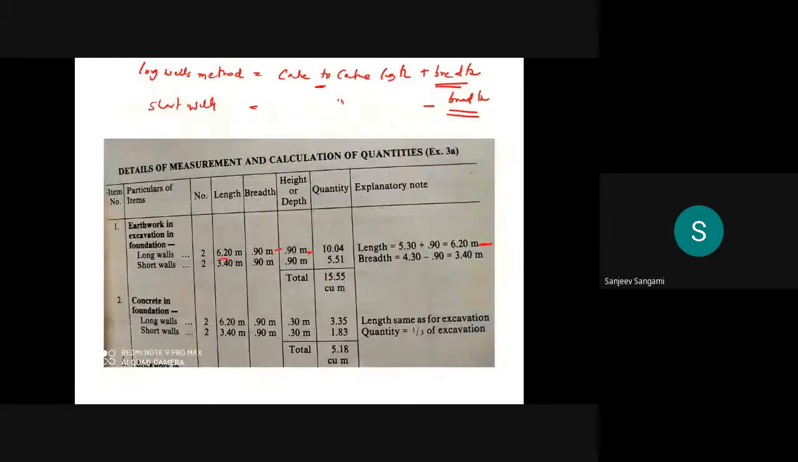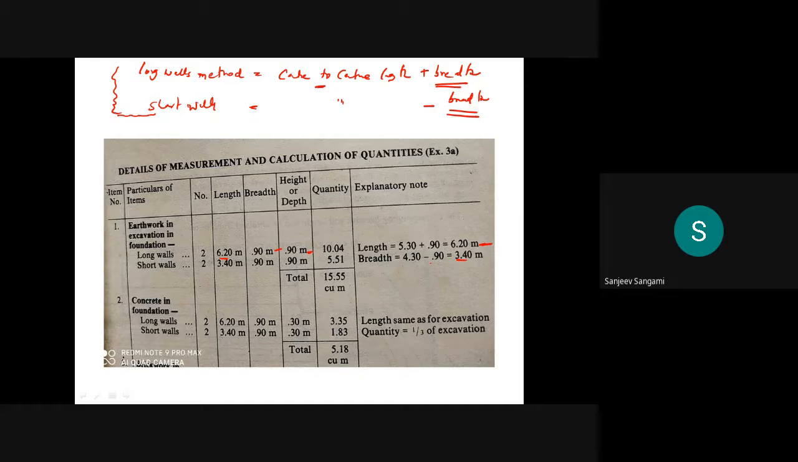Then for short walls, the length, if you see, is coming as 3.4 meters. How is it coming? I already said that the center to center length minus the breadth has to be deducted. You remember this when you are calculating.